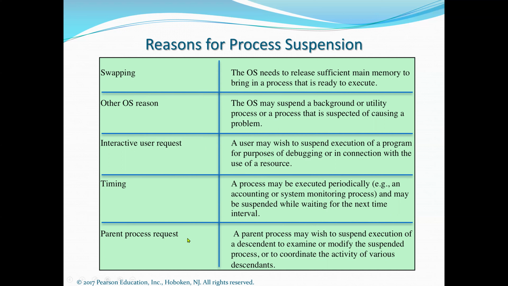Then we have timing, where a process may be executed periodically. For example, an accounting or system monitoring process may be suspended while waiting for the next time interval. We also have the parent process request. A parent process may wish to suspend execution of a descendant to examine or modify the suspended process, or to coordinate the activity of various descendants. So these are the reasons for process suspension.